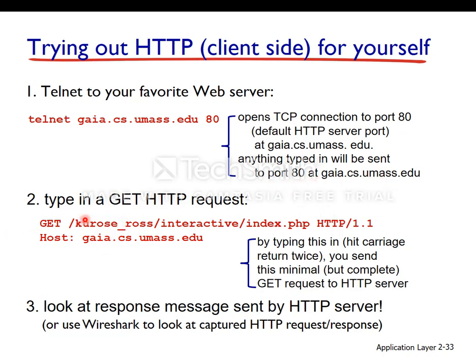So in this case, let's say you can type in a GET HTTP request to get from Kurose_Ross interactive index.php HTTP/1.1, and the host is gaia.cs.umass.edu. Once you do that, you hit your carriage return twice, and you can send this HTTP GET request to your HTTP server. And you can then look at the HTTP response message that comes through.